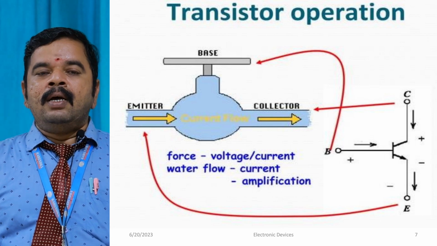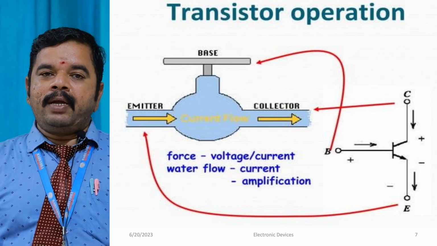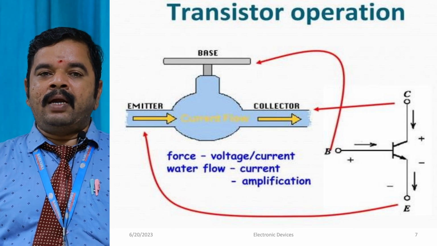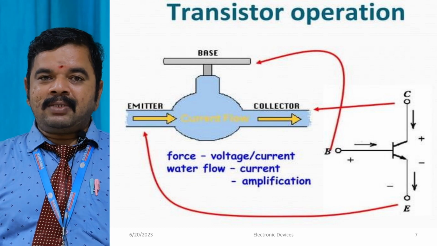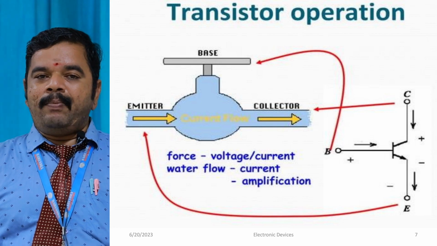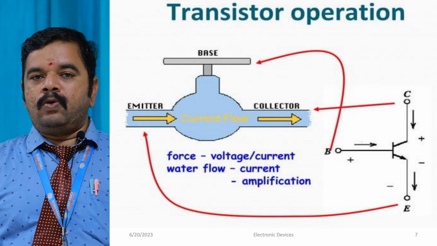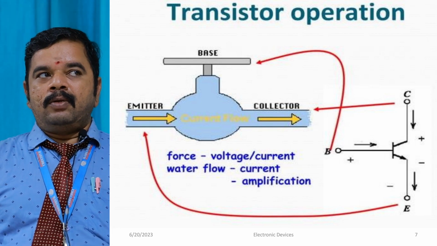So that means the output from the tap, that is the output we consider to be the collector. From the tap we are getting the water outlet. That water outlet we consider to be the amplification, which means the transistor will be acting as an amplifier. So that is a major application we go for. So that is what we consider to be the transistor.